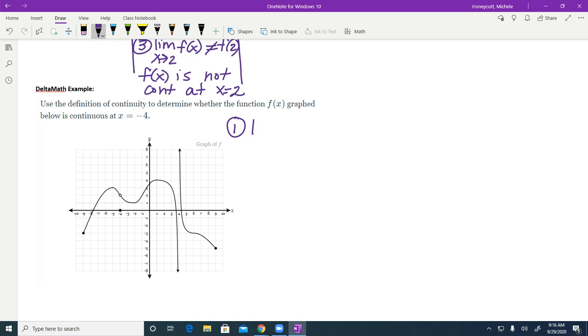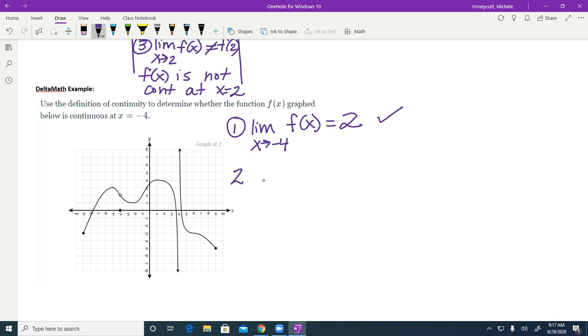So condition number 1, what is the limit as x approaches negative 4 of f of x. Okay, so as x approaches negative 4 from the left, looks like I get a y value of 2. As x approaches negative 4 from the right, I get a y value of 2. Those are both the same, so the limit is 2. Condition number 1, the limit exists.